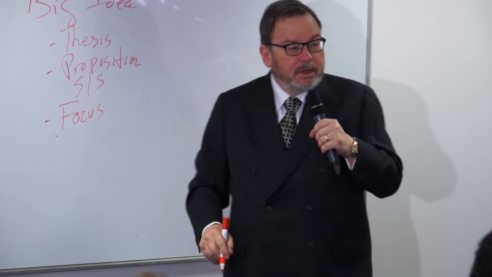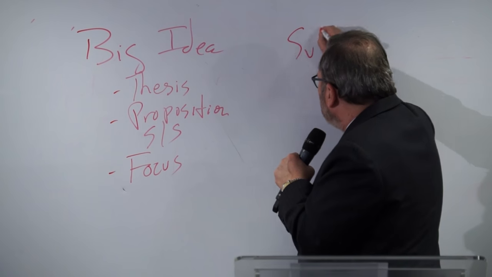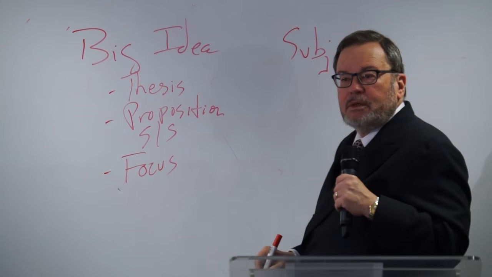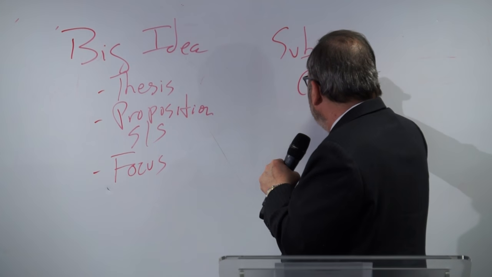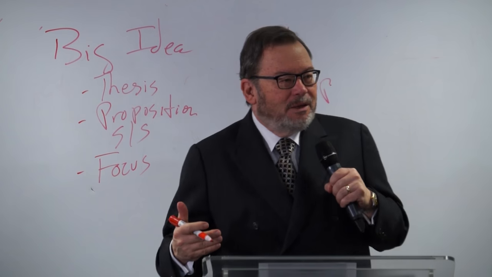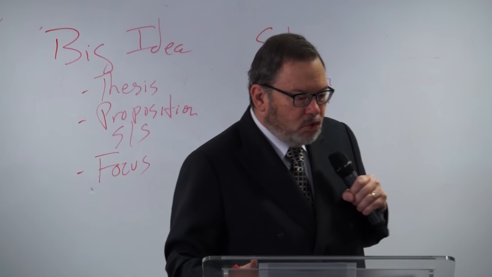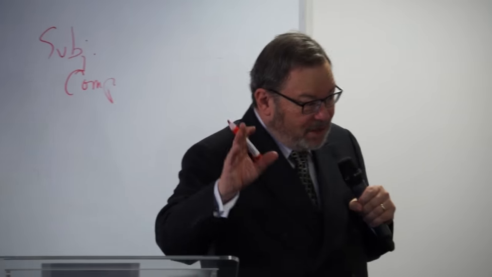Now, how do you find it? Well, there are two parts. What is the subject of my text? That's the subject. And what am I going to say about this text? That is the complement. All human speaking consists of that. Let me give you an example. If I say Jack and Jill, that's a subject, but it's not a complement. Now, if I say Jack and Jill went up the hill to fetch a pail of water, I've said something specific about Jack and Jill.